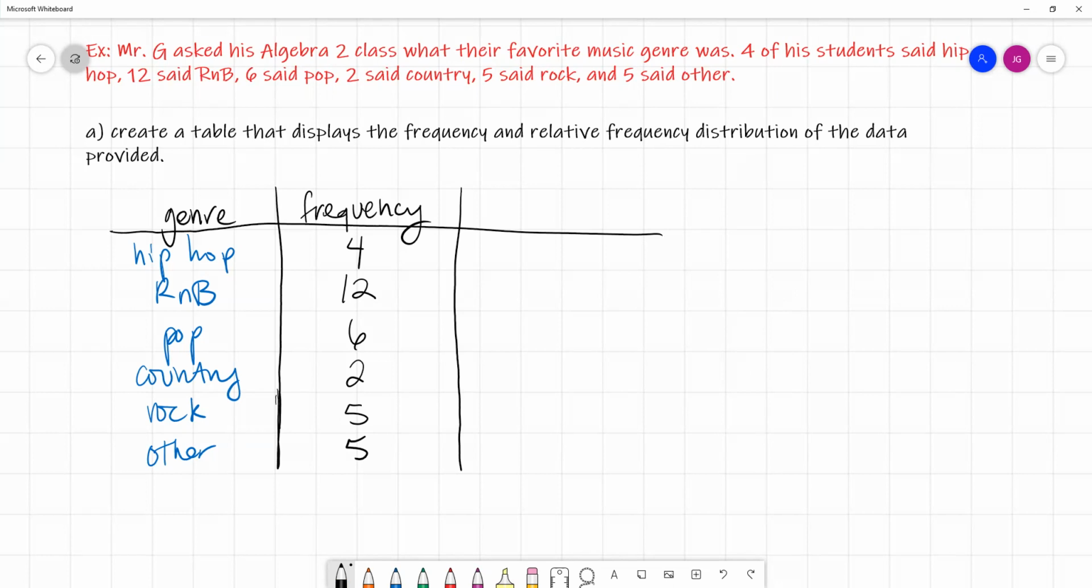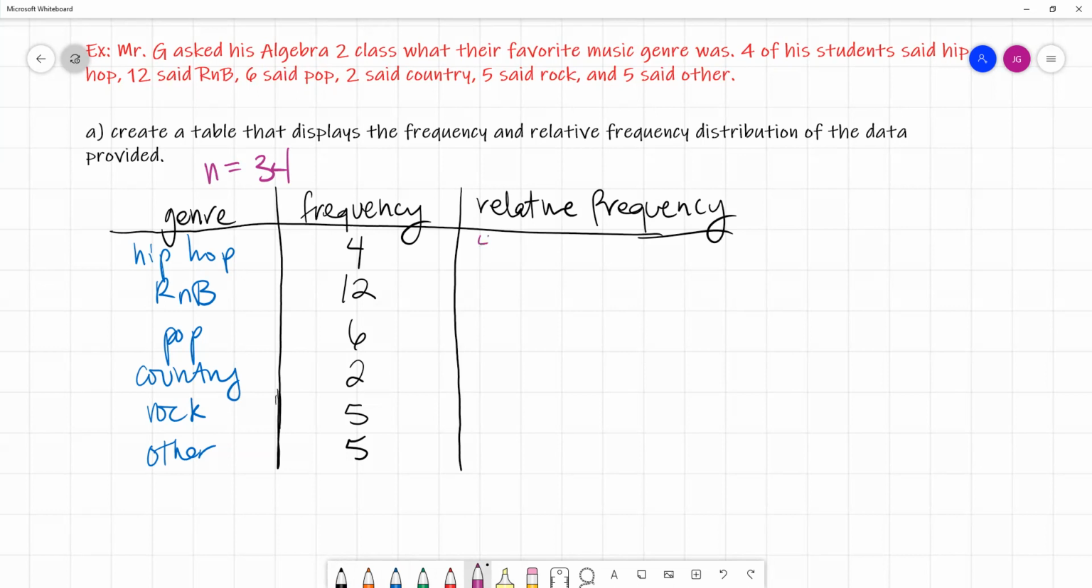Before we do relative frequency, it might be worth totaling this up because we're going to need n to find relative frequency. If I add these numbers up, we get an n, or a sample size, of 34. For our relative frequency, we're going to take each of these frequency values and divide it by 34, and that's going to be the corresponding relative frequency value.